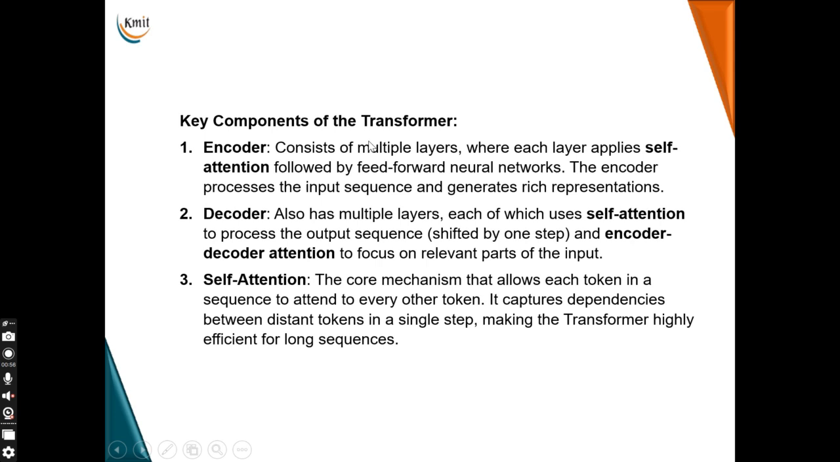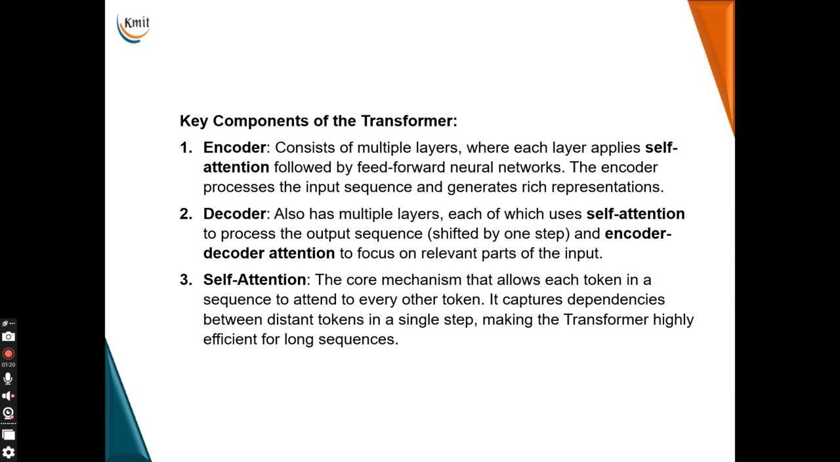What are the key components of a transformer? The encoder, which consists of multiple layers, and each layer applies self-attention followed by feed-forward neural networks. The encoder processes the input sequence and generates a rich representation of those input tokens.